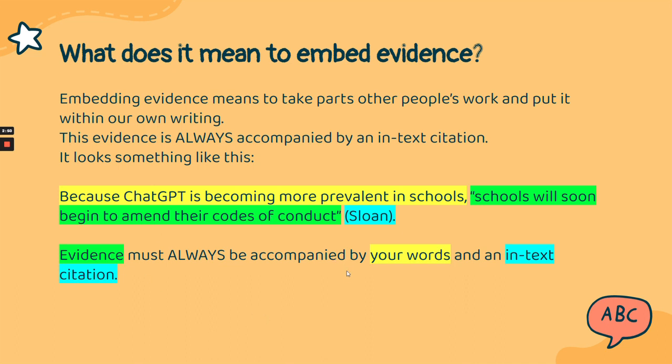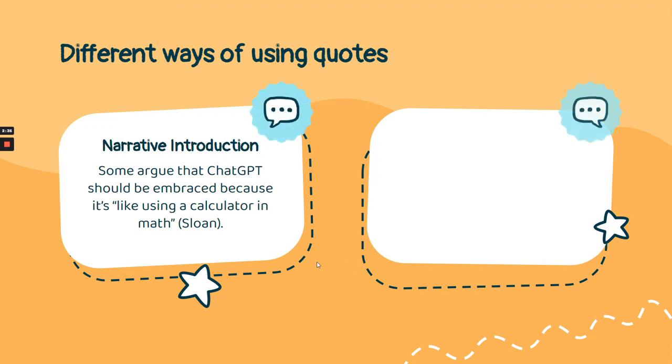So your evidence must always be accompanied by your words and an in-text citation. You cannot have a quote from somebody else just standing on its own sentence in your writing. It has to be embedded within your writing, within your sentence. So you could use a narrative introduction. This here is an example of a narrative introduction. These are your words. Some argue that ChatGPT should be embraced because it's, quote, like using a calculator. I'm telling a story before I use your quote. So here we have my lead-in, my evidence, and my citation.